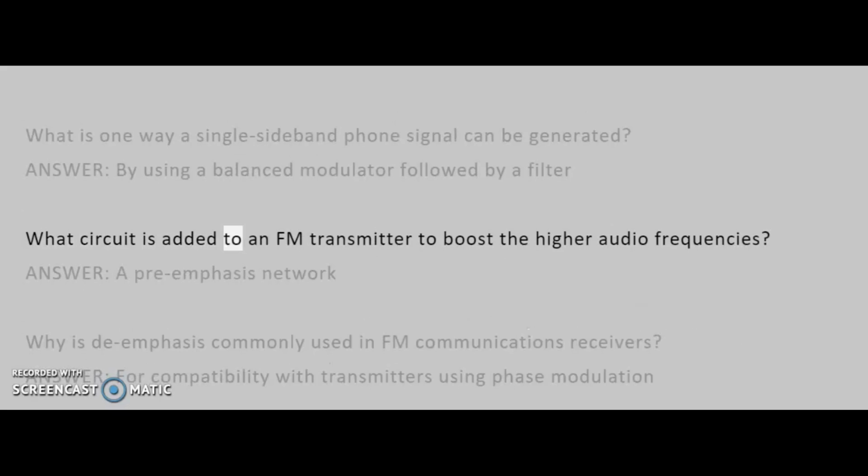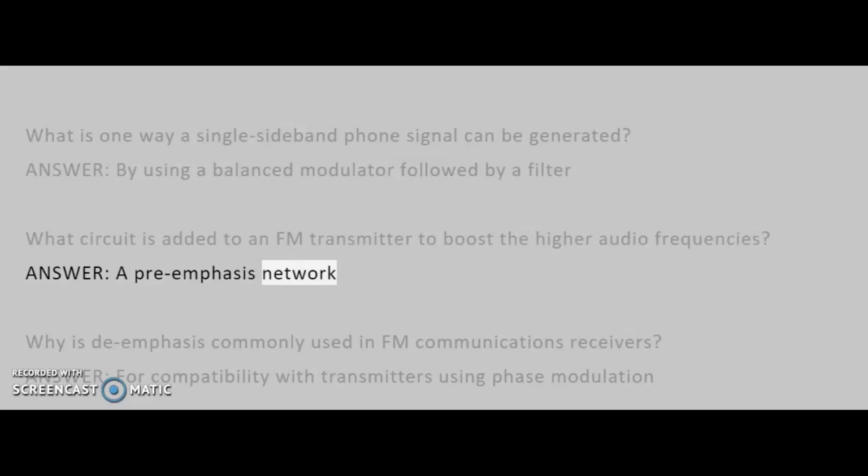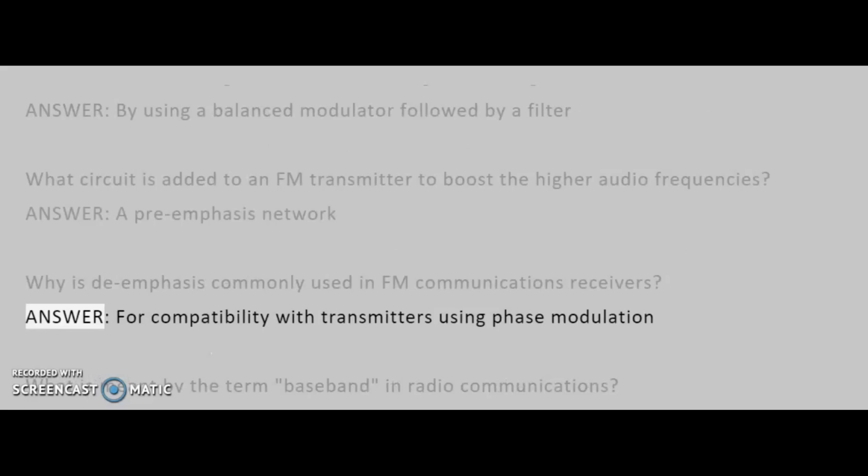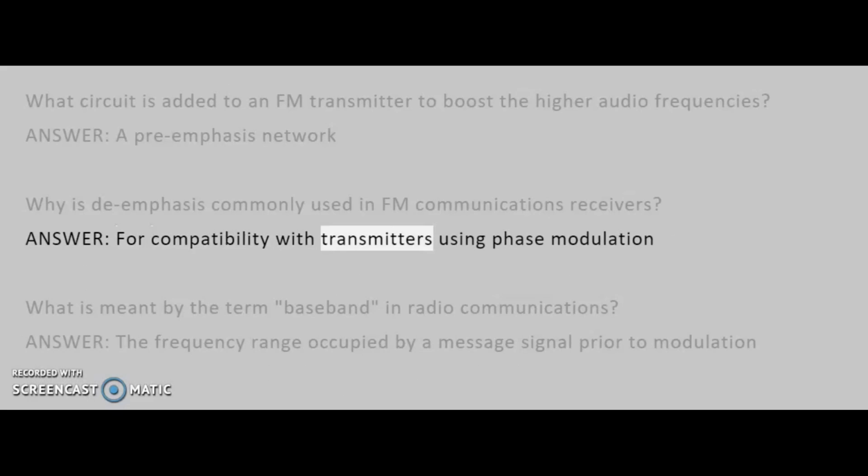What circuit is added to an FM transmitter to boost the higher audio frequencies? Answer: a pre-emphasis network. Why is de-emphasis commonly used in FM communications receivers? Answer: for compatibility with transmitters using phase modulation.